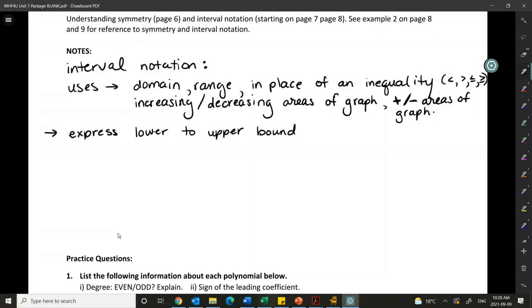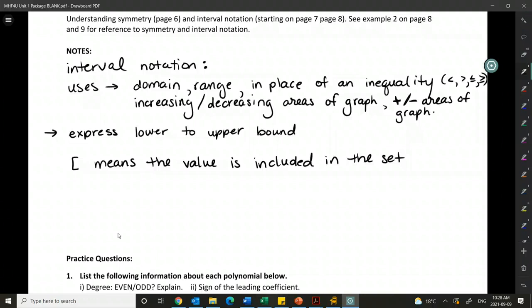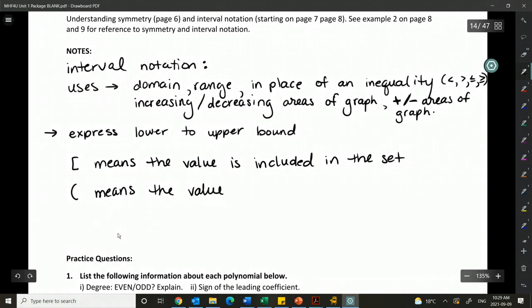So square bracket means the value is included in the set. Okay, so up to and including that number. Okay, solid point or equal to that number. Round bracket means the value is not included in the set. So all the way up to, but not including that number.